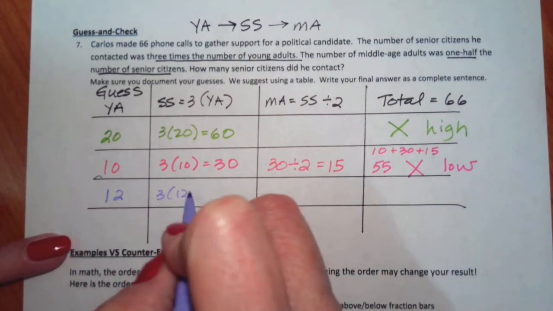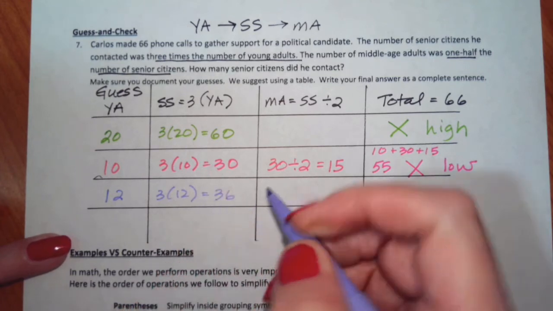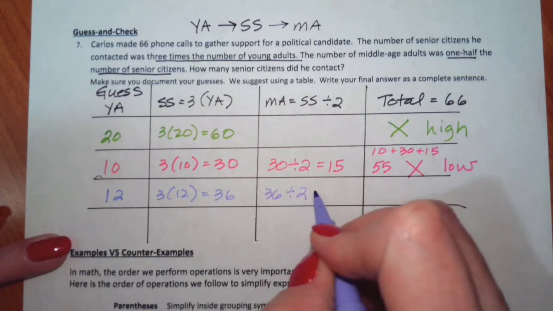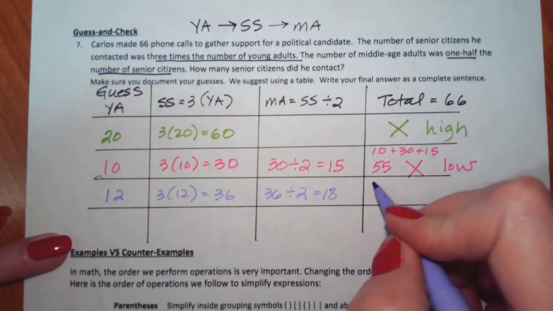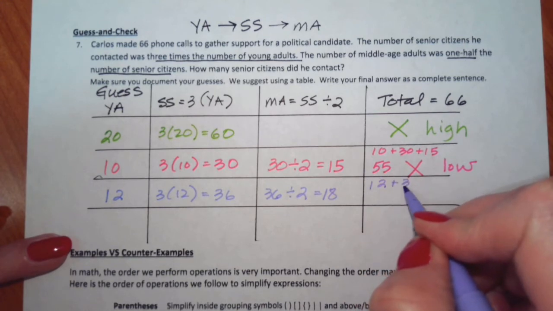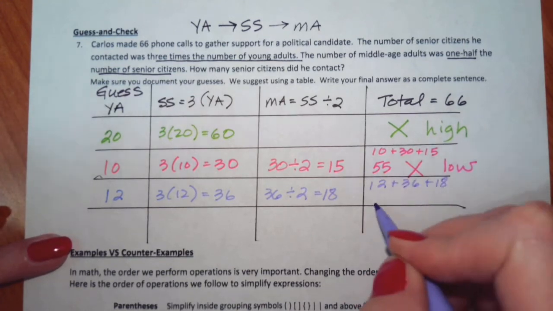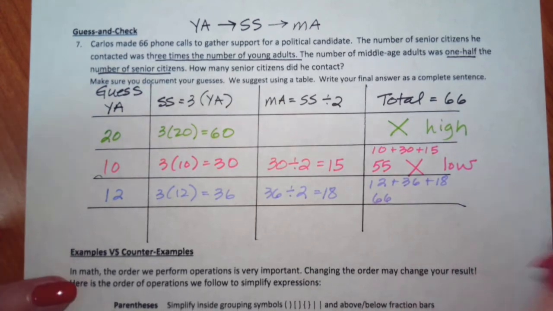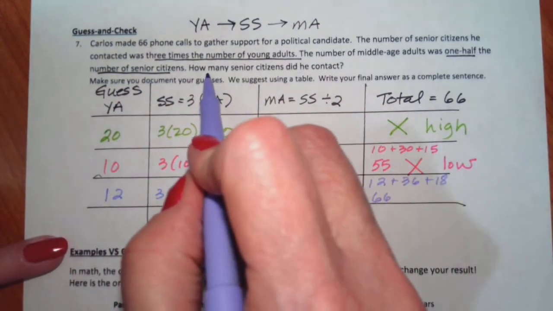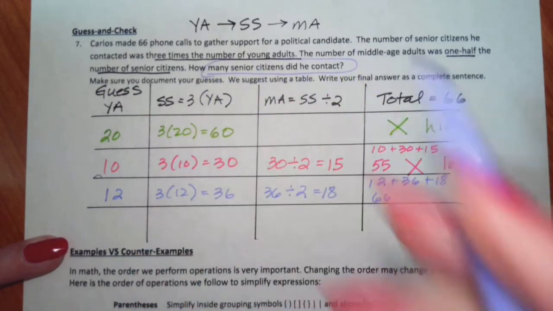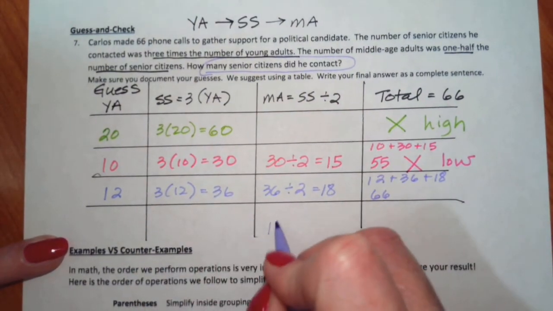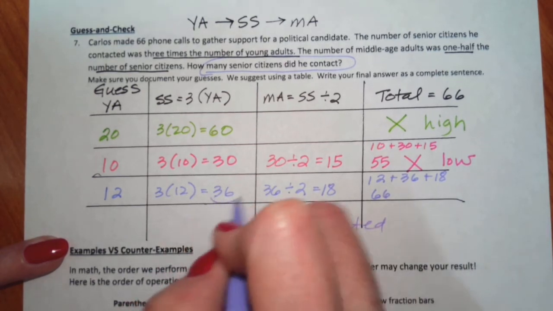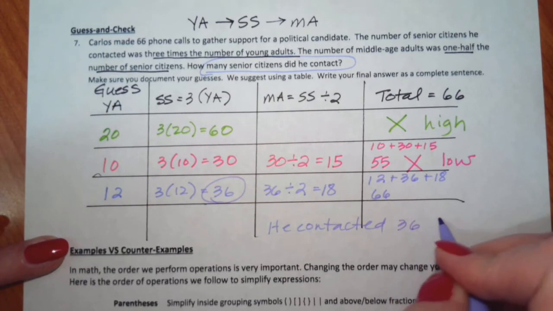3 times 12 is 36. 36 divided by 2 is 18. If I have 12 plus 36 plus 18, I have 66. So the answer to the question, how many senior citizens did he contact? He contacted 36 senior citizens.